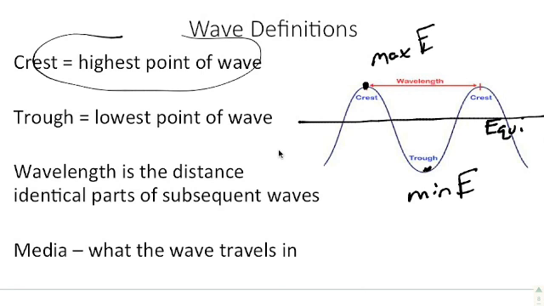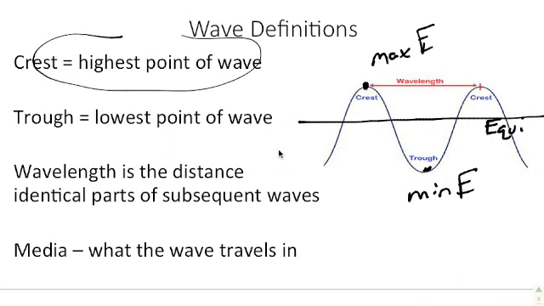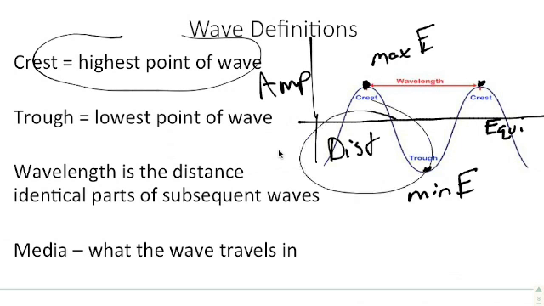Wavelength is the distance between identical parts of subsequent waves. So remember when we had period right here, here we have wavelength, and it's the same thing, distance to distance, identical parts of the wave, but the difference is that this is a distance versus amplitude graph. So you have to be real careful and check the axis. Whenever you have the distance, that allows you to figure out what the wavelength is.